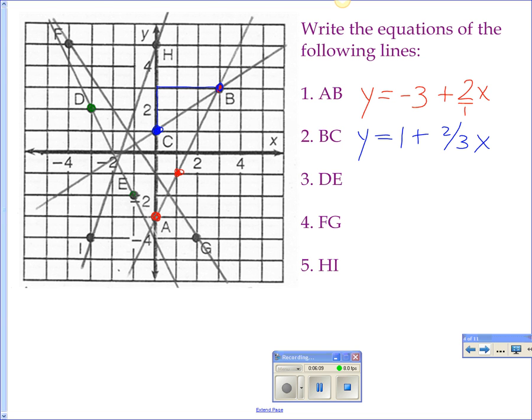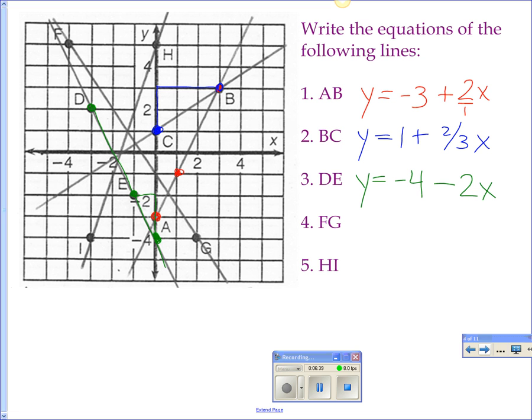So D to E. Now this one, for the y-intercept, you're going to have to keep going until it hits the y. So it hits the y way down here. So you have to add an extra point. It hits at -4. Y equals -4. And it is going down, so it's going to have a negative slope as well. And the slope is 2/1, which is just 2.